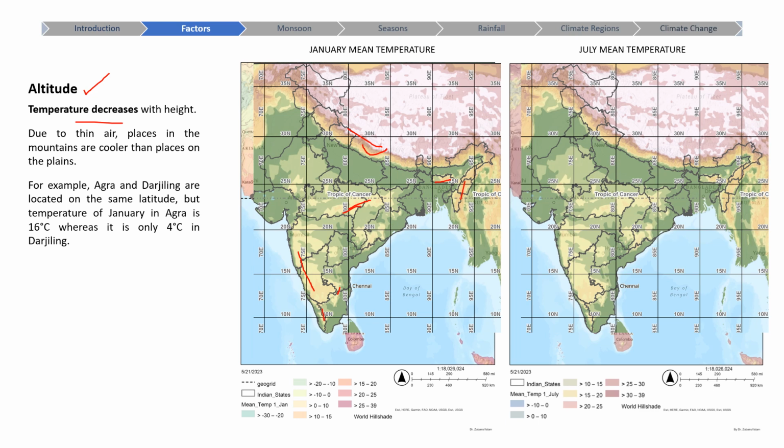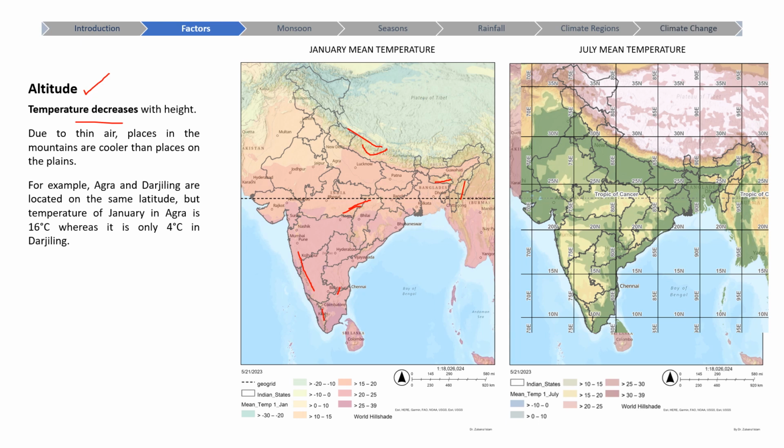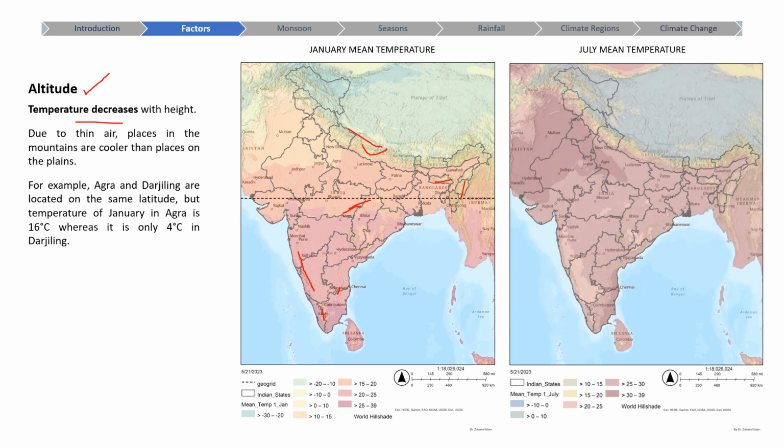Similar overlays here also, and now you see the January and July temperature. So those areas where there is elevation, altitude, temperature is low. But lower areas, temperature is higher. This is a low elevated area. Altitude is low here.